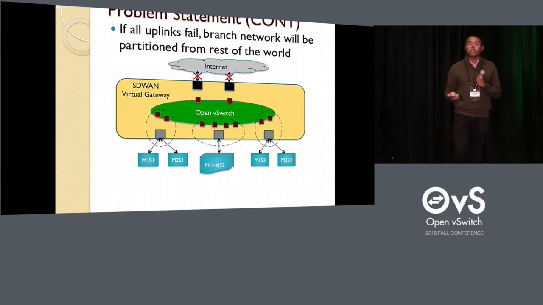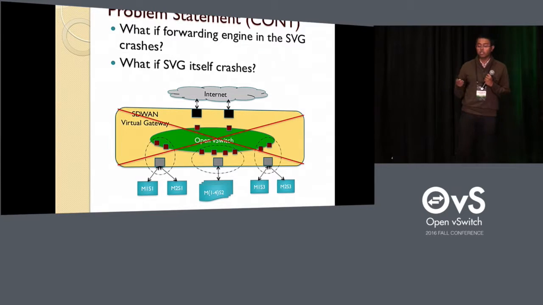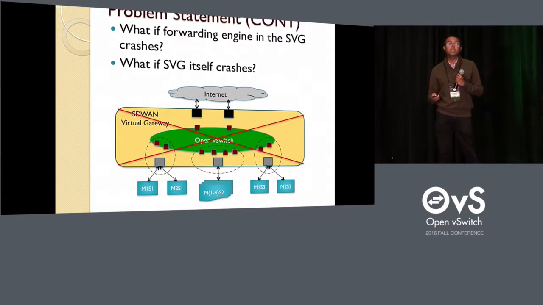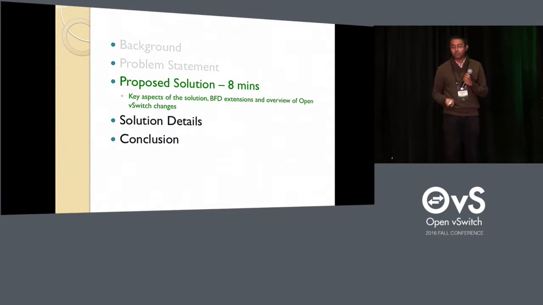One or more uplinks could fail, and that could create problems, like you will not be able to reach the rest of the network. And then the other use case could be the SVG itself, the virtual gateway itself, could crash, or even the virtual switch might fail for some reason. So in all these cases, we need a way to build a fault-tolerant and reliable virtual gateway, and we will see how we can do that.